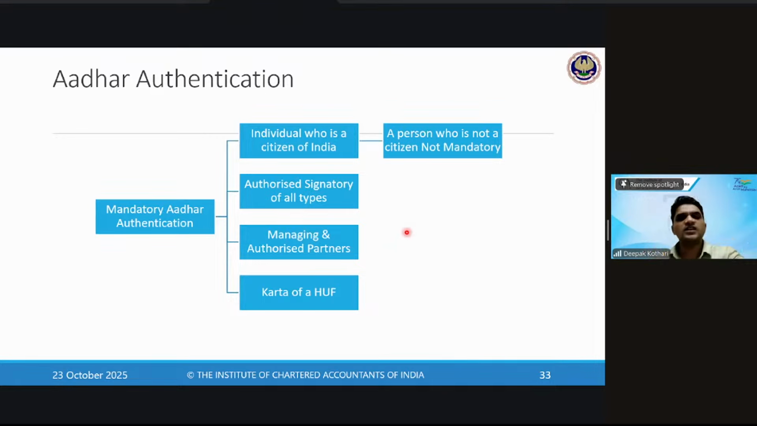ठीक है. Next, Aadhaar authentication will be for whom? Aadhaar authentication will be only for an individual who is a citizen of India, right? Because Aadhaar is given to only people who are citizens of India. So a person who is citizen of India, उसी का Aadhaar authentication हो सकता है. A person who is not a citizen, he cannot get the Aadhaar. So then it is not mandatory.